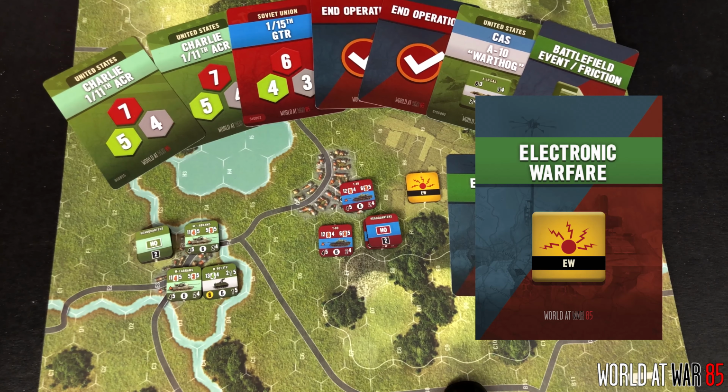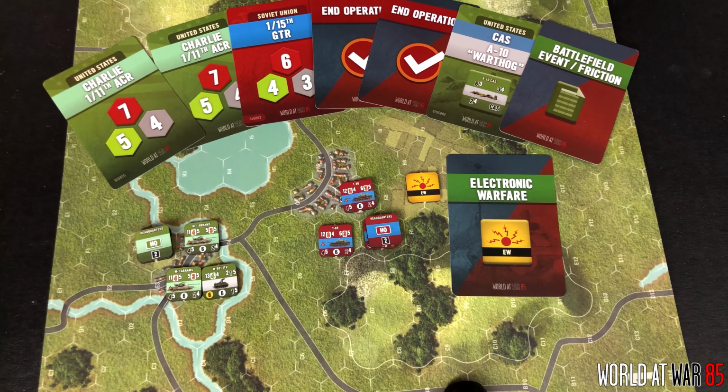When the card is drawn, you're going to roll 1d6. If the result is a 1 to 3, the NATO player gets to play the card. If it's a 4 to 6, the Warsaw Pact player gets to play the card, but this roll does get modified by the advantage. A -1 modifier is applied to the roll if NATO has the advantage, and a +1 if Warsaw has the advantage.